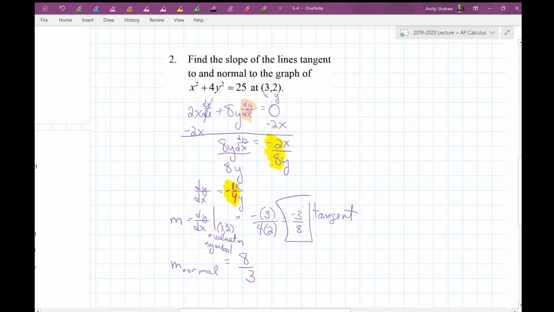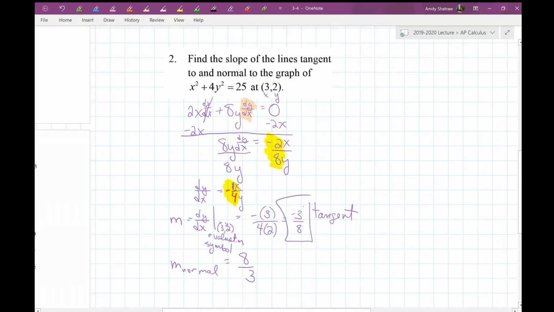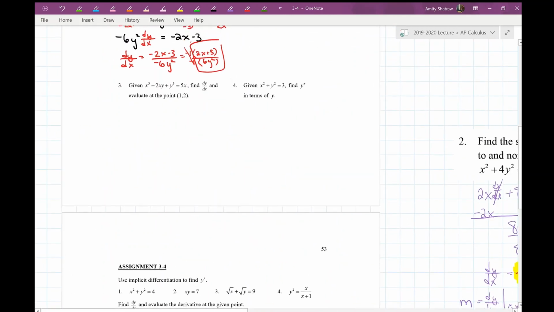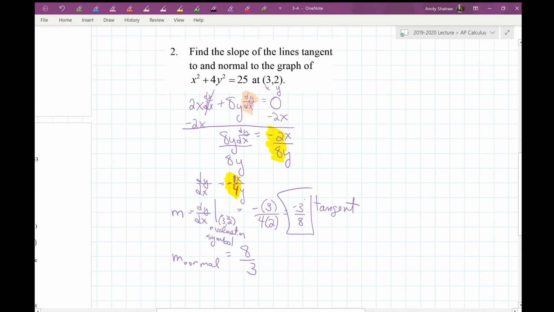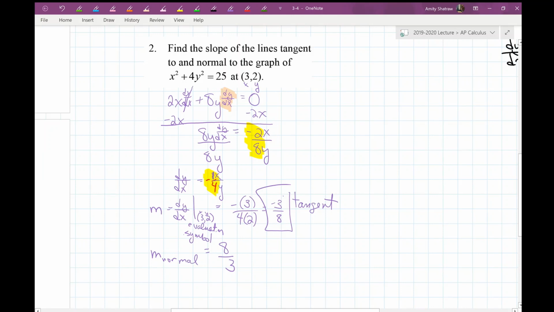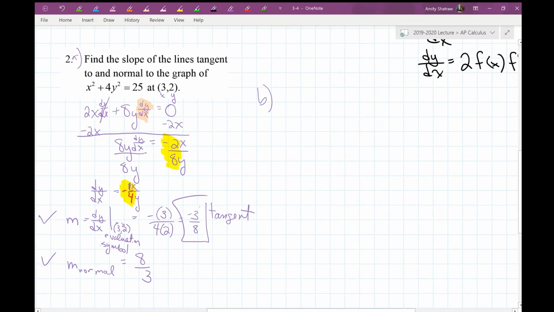Now, I wouldn't mind if his question actually asked us to find the equation of the line, because if I have a slope, I could put together an equation. Let's see if we have to do that. All right, let's go ahead and change the nature of this. Find the slope. Okay, good. I did that. Let's call this part A. Now, what about part B? What if I asked you for the equation of the tangent, or the equation of the normal?